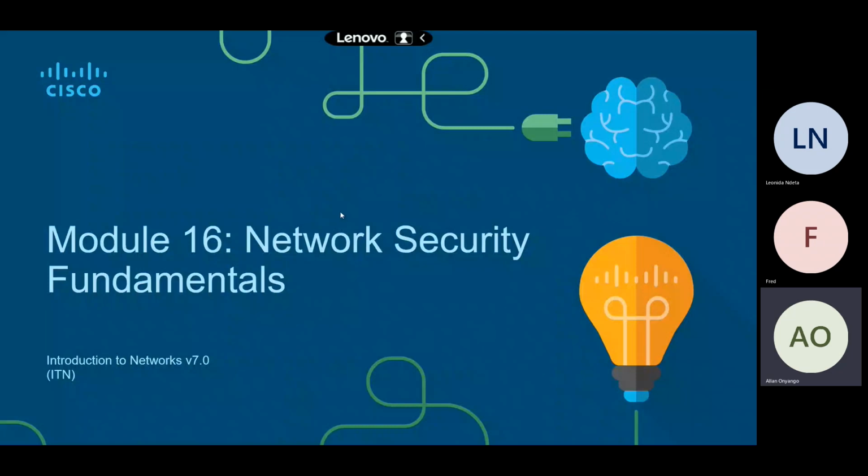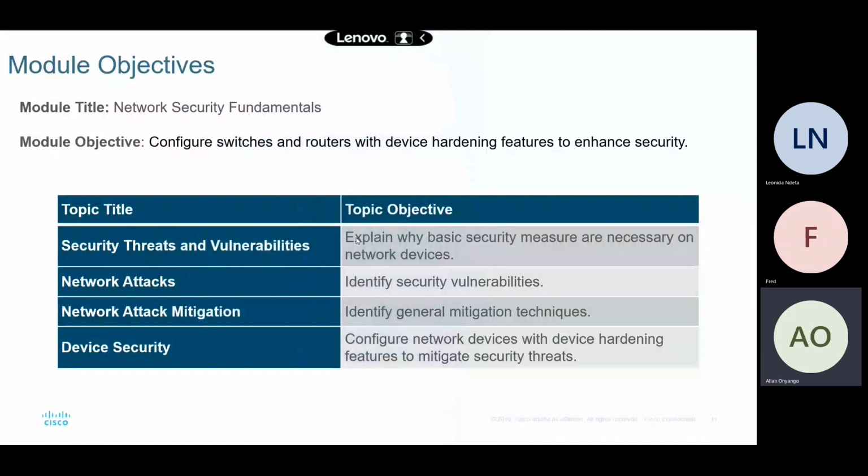And so for network security fundamentals, basically what we are going to talk about, we'll explain why basic security measures are necessary on network devices. We will identify security vulnerabilities, which are basically security weaknesses in a system or a device, general ways of mitigating those vulnerabilities. And finally, we are going to learn how to configure network devices with some device hardening features to mitigate security threats.